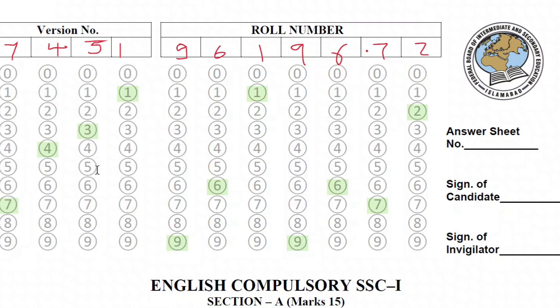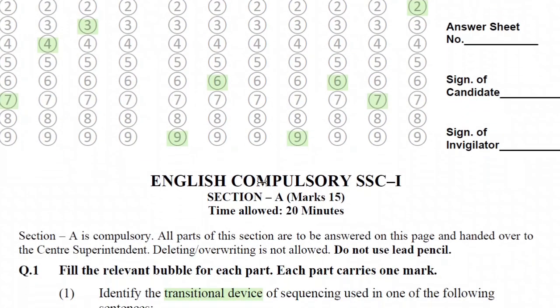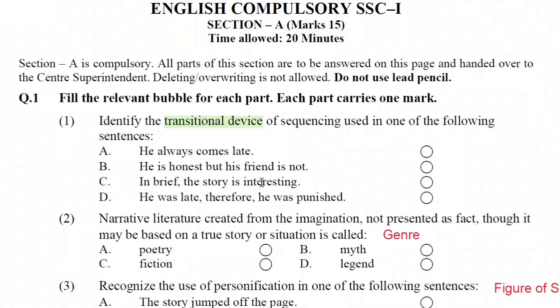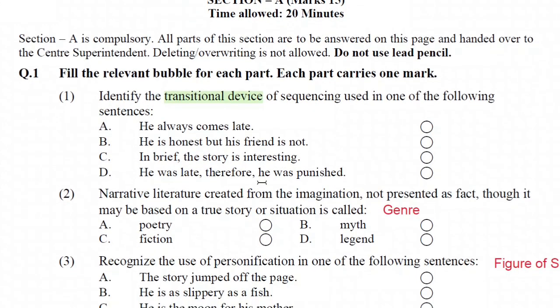Whatever digits you get, you have to bubble accordingly, and then you will be given your roll number. You have your roll number sheet along with you. Bubble your roll number this way, and then comes the part of the objective. Here you can see I have deduced all the information from this very part. And this question is very important, very important.